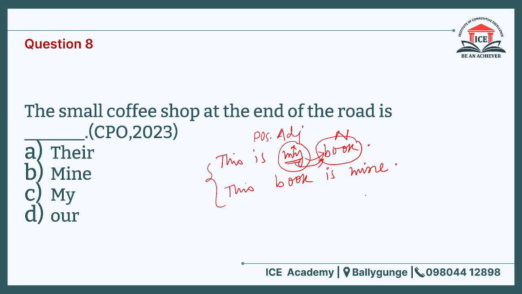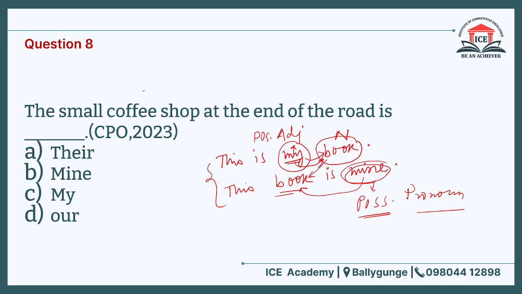Now, the book, that same noun, has been placed before this pronoun. So, as the noun is used before this pronoun, this pronoun becomes independent. Now, here, this pronoun also denotes possession, but here it is not an adjective, it is a possessive pronoun. Why did I say this? Look at this sentence, the small coffee shop at the end of the road.